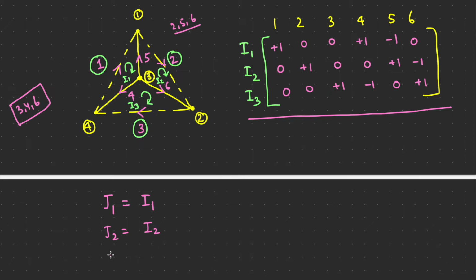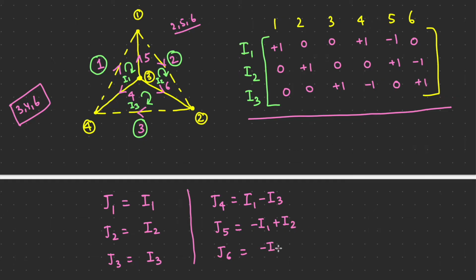Then J3 will be equal to I3. Now the remaining one, J4, the branch current in the fourth branch, will be I1 minus I3. The branch current in the fifth one will be minus I1 plus I2. Then the branch current in the sixth one will be equal to minus I2 plus I3.